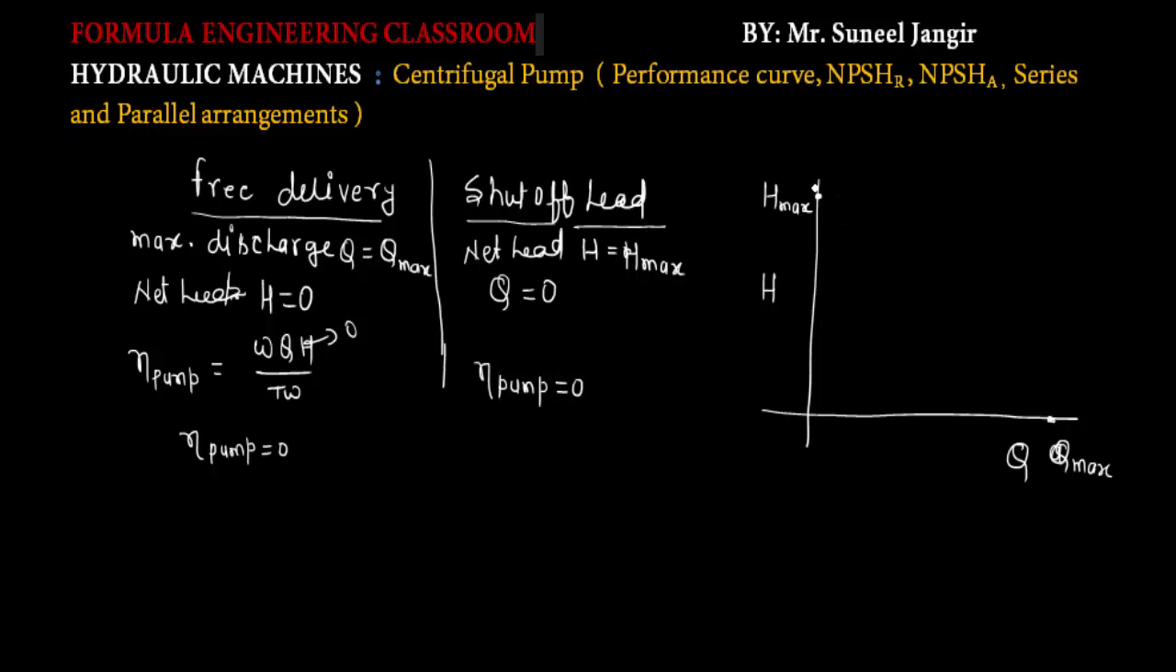Now this combination, when here is the shut off head and here is the free delivery, will join the line like that. So this is the condition. Obviously at these 2 points, the efficiency is going to be 0. So the maximum efficiency will occur between these 2 points. Again I'm saying the maximum efficiency will occur between these 2 points. This is shut off head and this is free delivery. So it will look like this one.